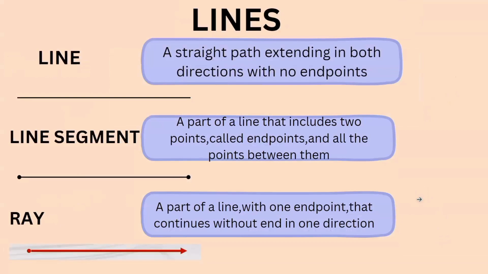Lines. A line is a straight path extending in both directions with no endpoints. Line segment: a part of a line that includes 2 points called endpoints and all the points between them. Ray: a part of a line with one endpoint that continues without end in one direction.